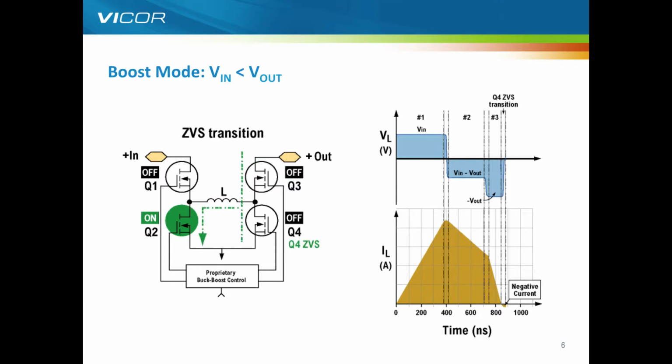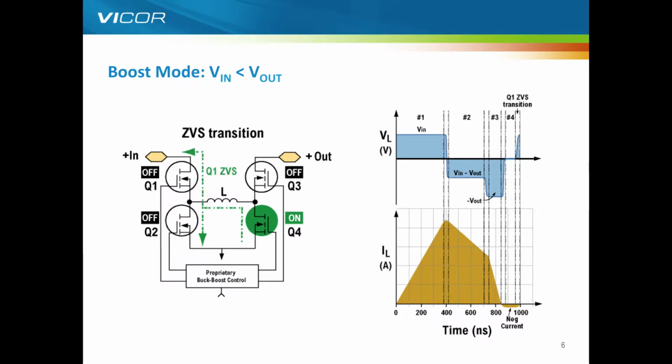We go through another zero voltage transition, and notice the current is now slightly negative, and this is because we now clamp that current, and that is the restart for the whole cycle. So that's the clamp phase on the negative. Go through a final ZVS transition, and we're back to the start. So that was the boost mode.